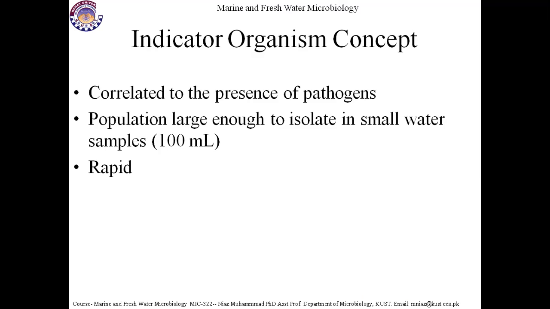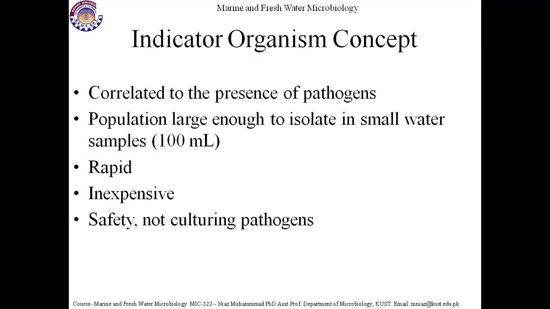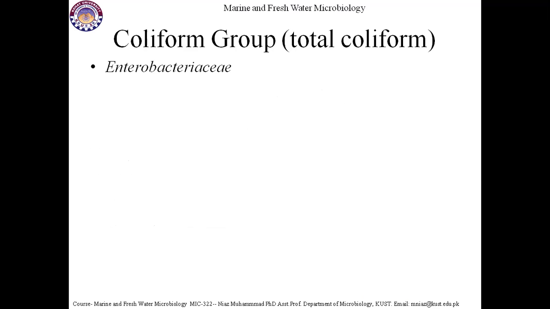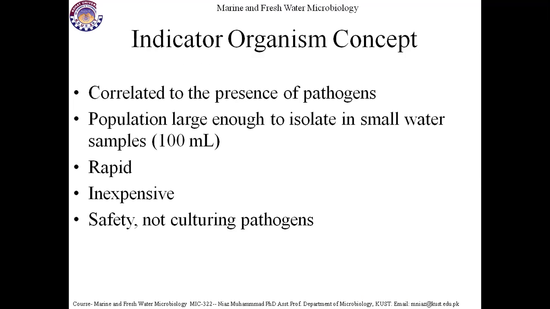And this indicator organism concept is rapid, and it is very cheap, inexpensive. It is safe, since we are not culturing pathogens; it is normal flora of the human intestine and non-pathogenic. Therefore, it is safe for the handler, for the transporter, and for the grower. It has no negative effects. And that is the indicator organism concept.